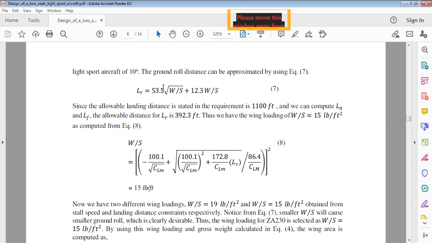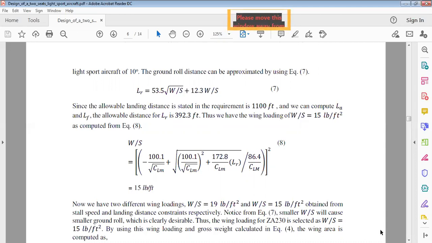It's 53.5 root of W by S. That's called a wing loading. Already we know the value we got from the wing loading. Since the allowable landing distance is stated in the requirement as 1100 feet, we can compute LA and LF as the allowable distance by using a ground roll. So that is 392.3 feet for the ground roll. And thus we have W by S is 15 lb.